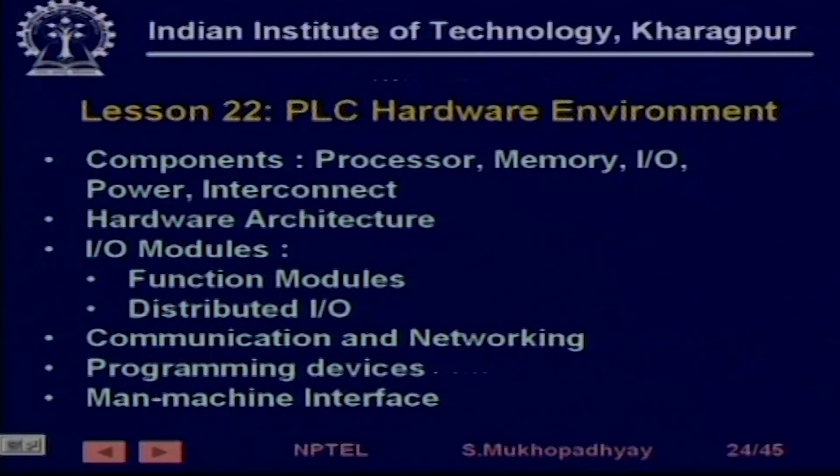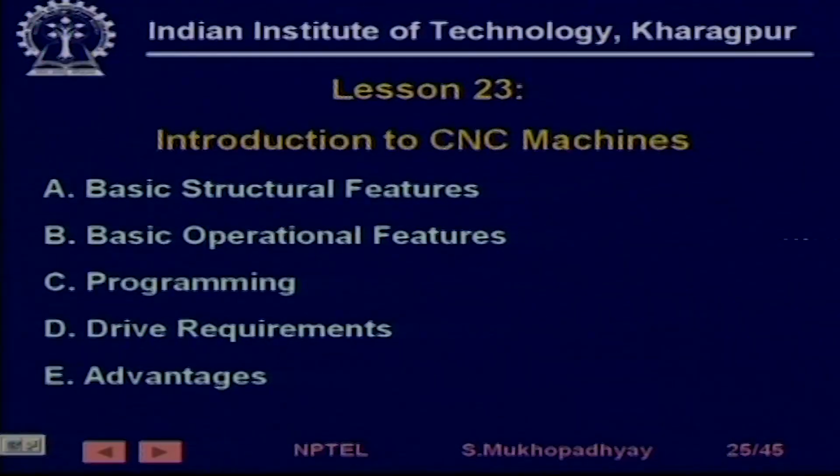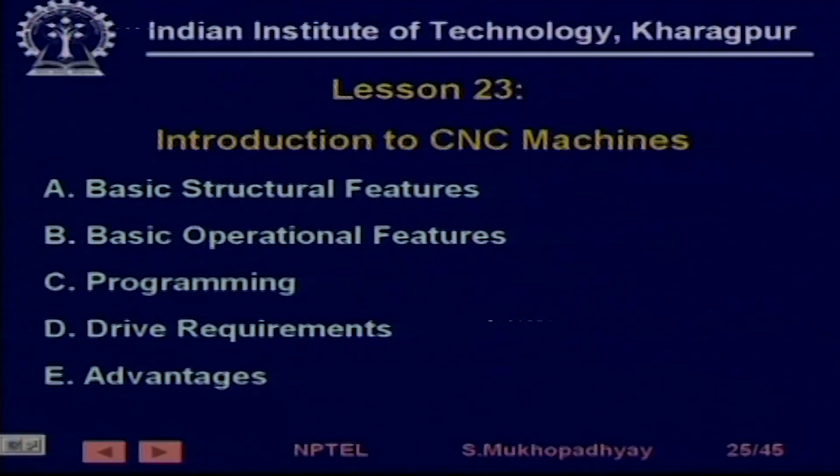So, this completes our logic control module, and we come to one of the application areas, namely CNC machines, which are typically used for discrete manufacturing all over the world. So, we looked at the basic structural features and the basic operational features of CNC machines and how they are programmed, that is how the various cutting operations can be specified so that the machine can operate by itself. We also looked at the typical kinds of actuation requirements for these machines, and also took a look at the huge advantages that these machines can sometimes give you.